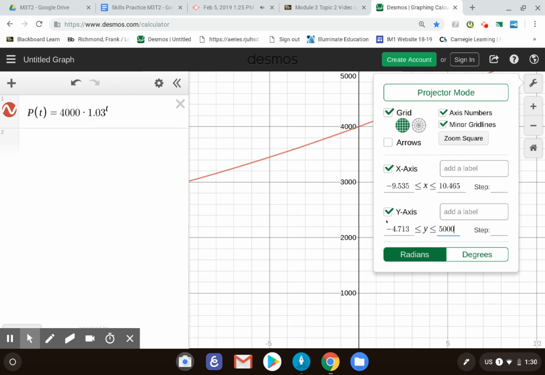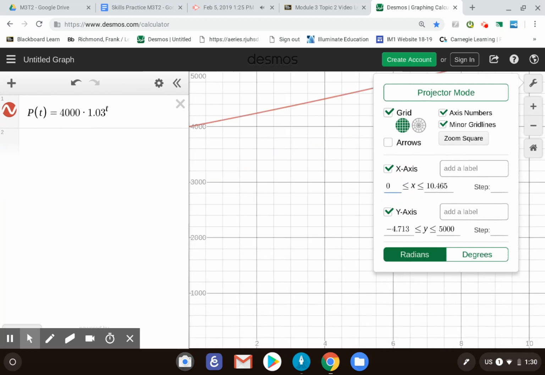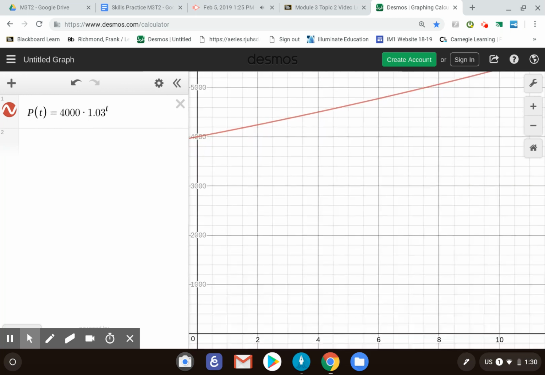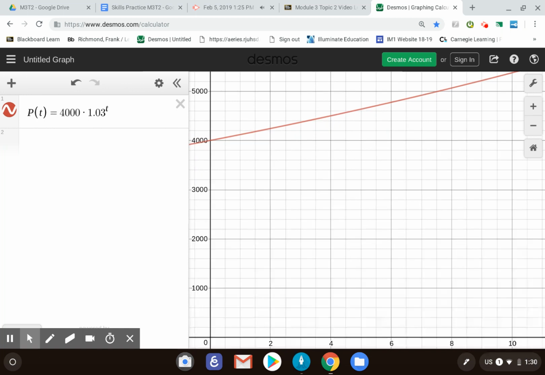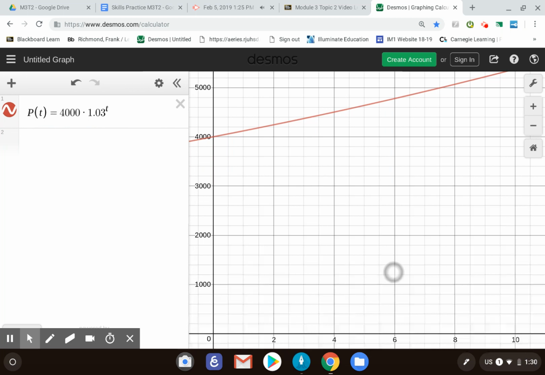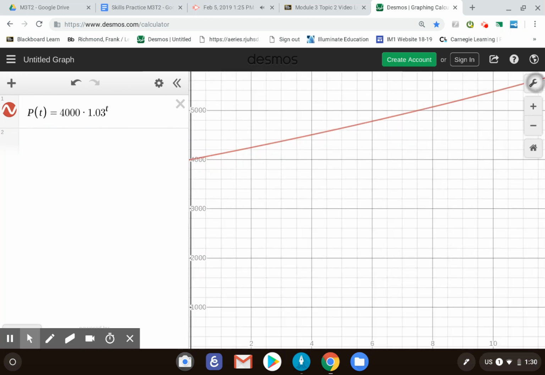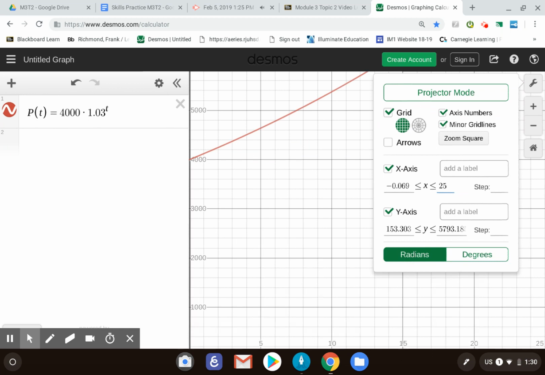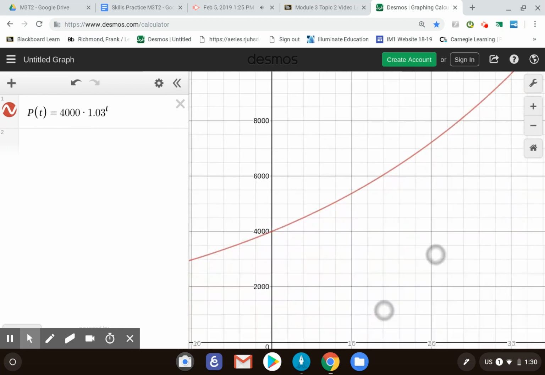And then another thing we're going to do is, our x is our time, and it doesn't make sense to have a negative amount of time. So let's go ahead and change our domain so that it starts at 0 and then goes up from there. So you can see now what the graph will look like. It's going to start at 4,000 and then it's going to increase. If I were to stretch it out over a little bit more time, like 25 years, you could see that it's exponential, it's curved.